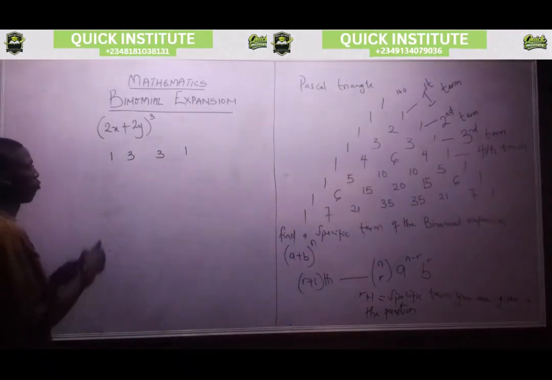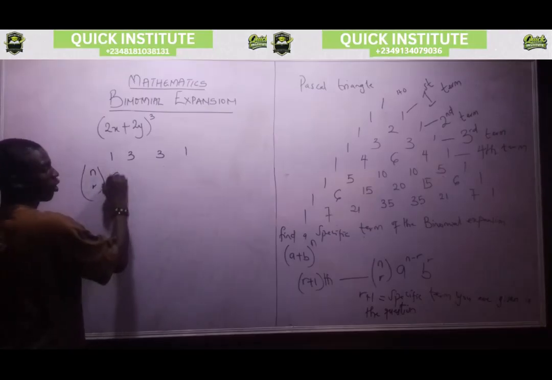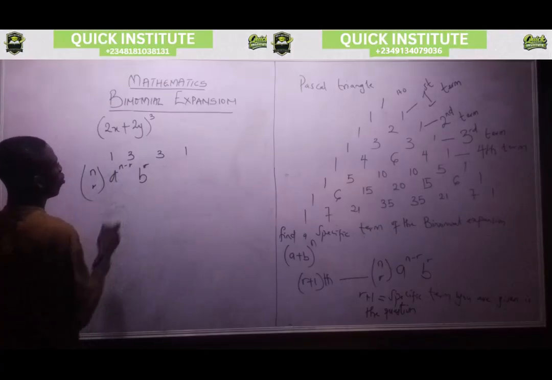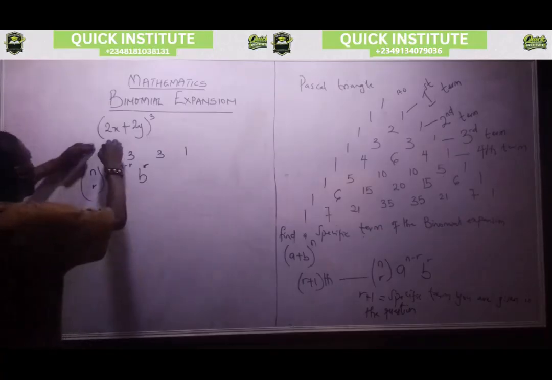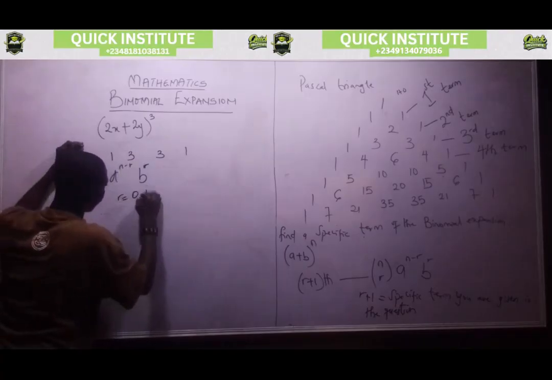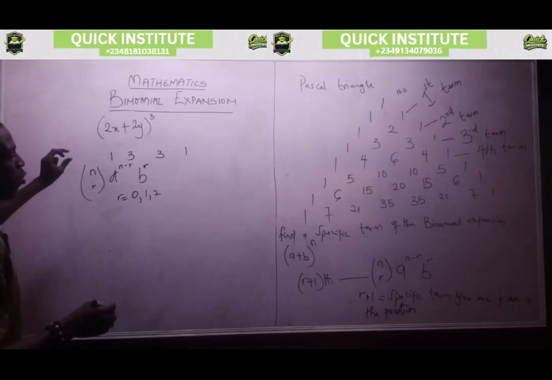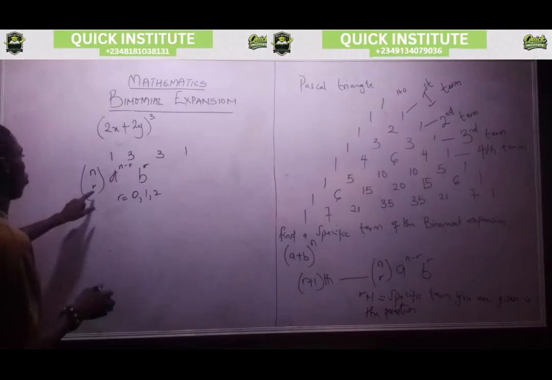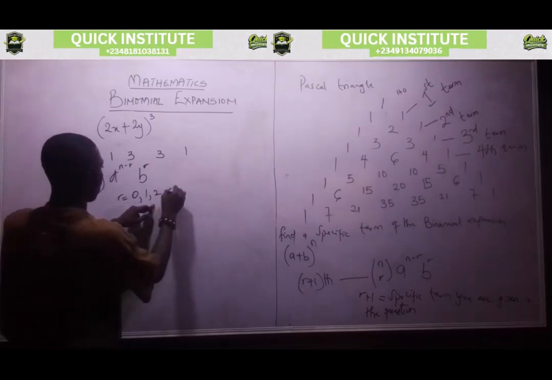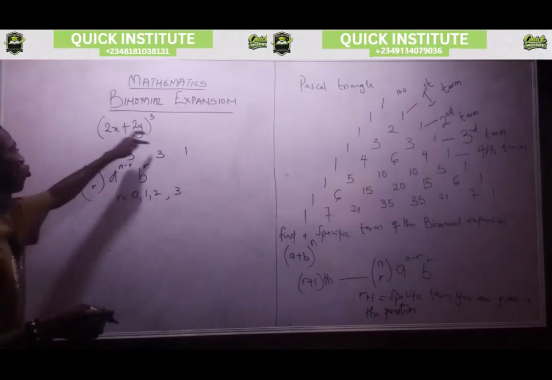So now we have what we call nCr, a to the n minus r, b to the r. Our r will start from 0, 1, 2. Here the question didn't give us a specific term you have to find, so you don't know the value of r. So the value of r stands for 0, 1, 2, and 3 in this expansion.